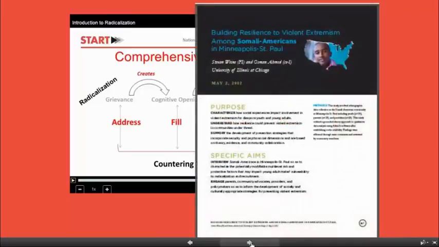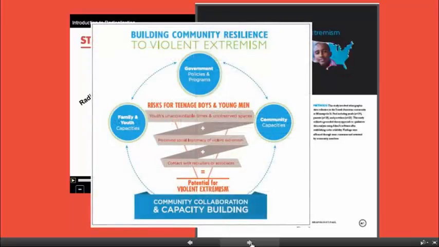And I want to direct you quickly to an interesting optional reading from Dr. Stephen Wine, a professor of psychiatry at the University of Illinois, Chicago, who presents a model of radicalization he has developed through research with Somali youth in Minnesota, as well as a model for preventing youth radicalization and strengthening communities.